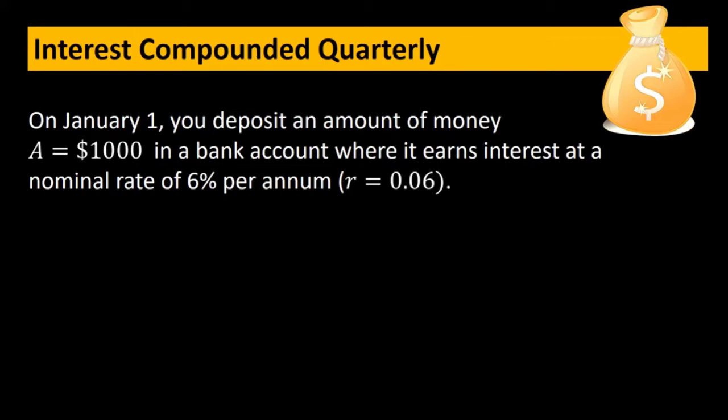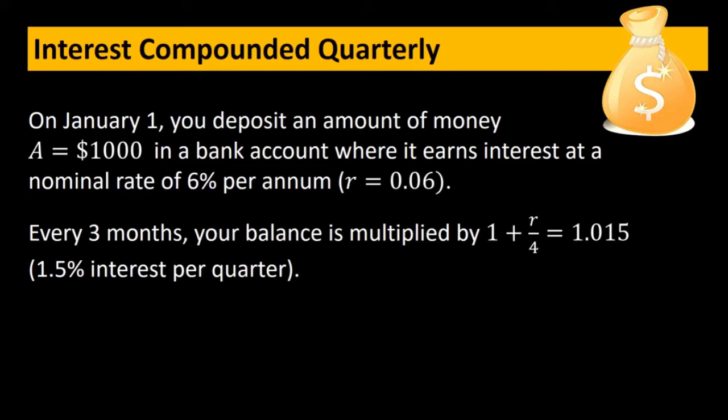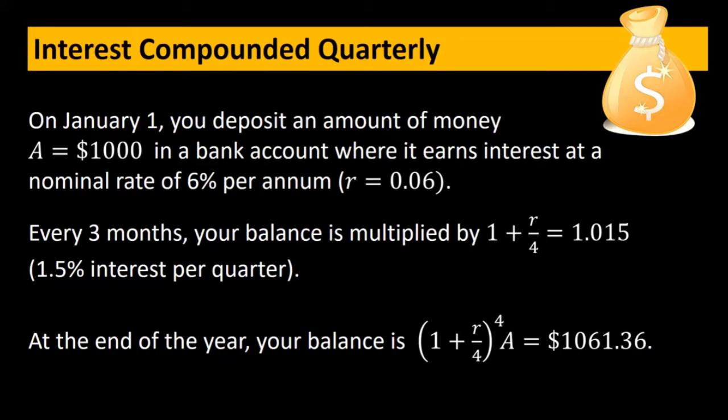That's good. So let's do better. Let's compound our interest quarterly. This means every 3 months you get a quarterly interest payment of 1.5%, a quarter of the annual rate. So every 3 months your balance is multiplied by 1.015. After a year, your balance is multiplied by 1.015 4 times. And the balance, over 4 interest periods, is $1,061.36. Notice it's a little bit better than the previous. It's actually 46 cents better than semi-annual compounded interest.